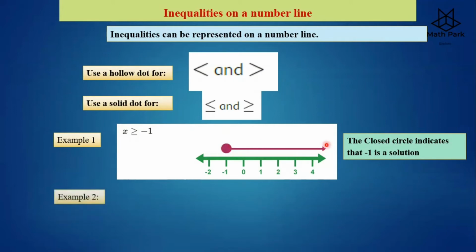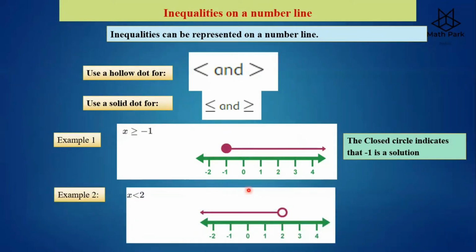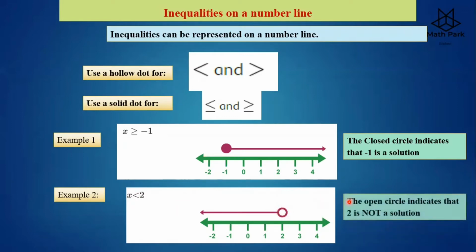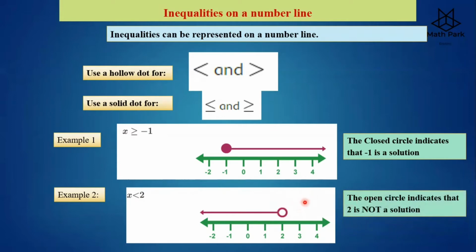Let us take one more example. Here you can see a hollow circle. The inequality is x is less than 2. The hollow circle, or open circle, says that 2 is not the solution. The solution of this: x is going to take the values 1, 0, minus 1, minus 2, and this arrow says infinite values. If you're asked to represent the set, it will be infinite, starting from 1.